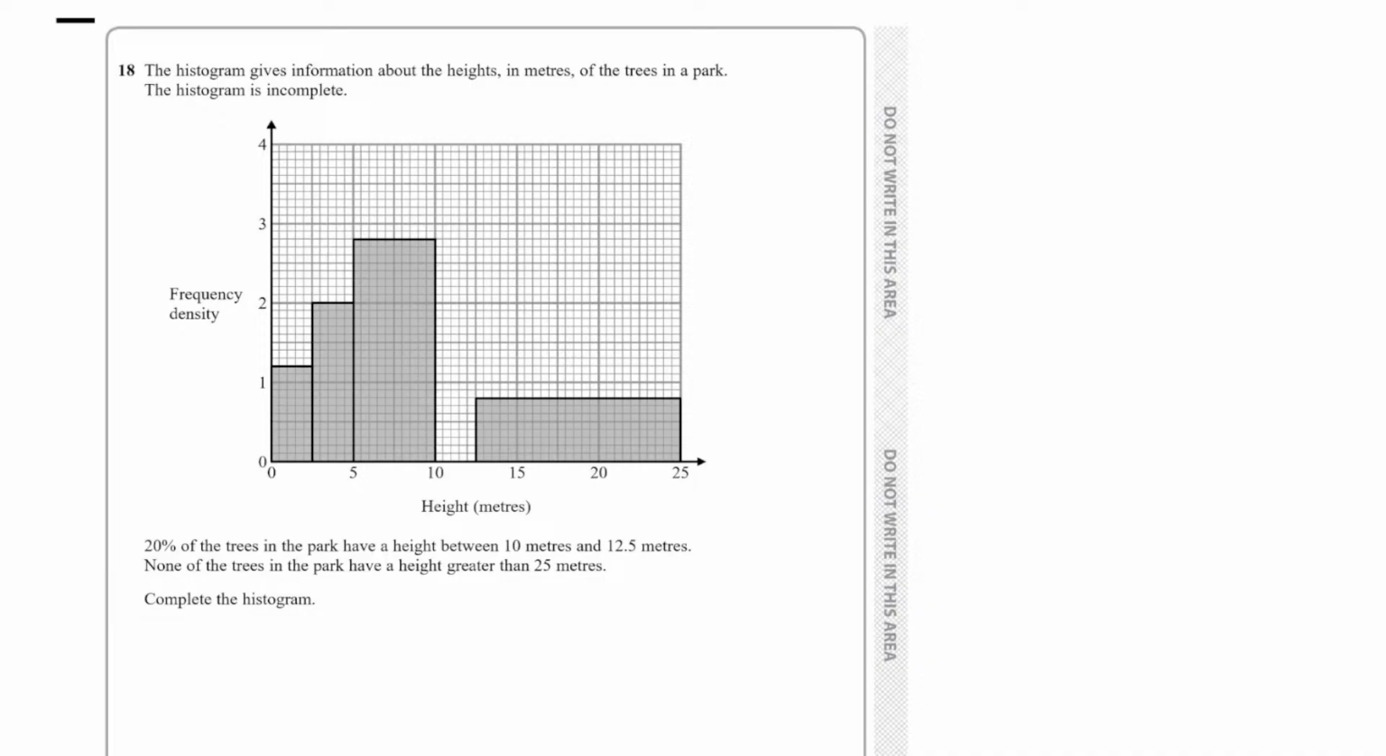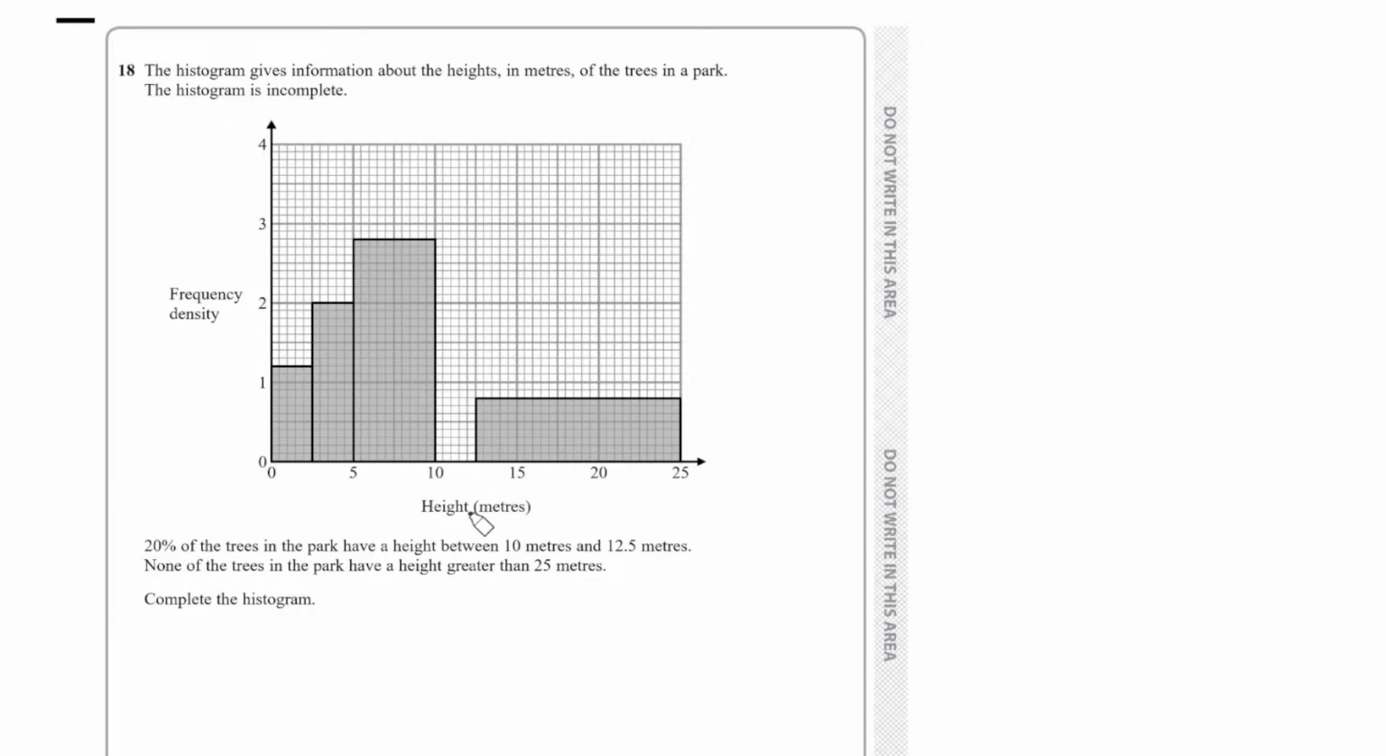So the histogram gives information about the heights in meters of the trees in the park. As you can see, the histogram is incomplete. 20% of the trees in the park have a height between 10 and 12.5 meters, which is that missing bar. None of the trees in the park have a height greater than 25 meters. That's just saying that you've got everything except for this one missing piece in the middle. Complete the histogram.